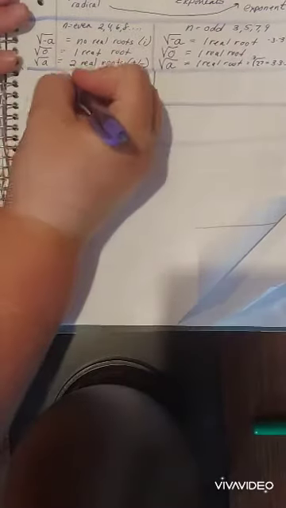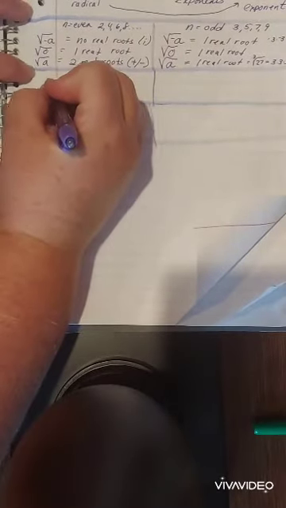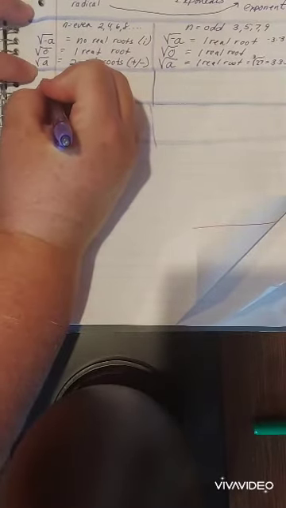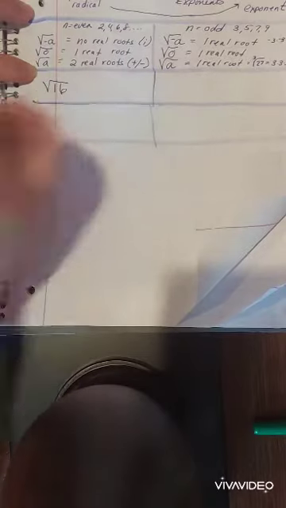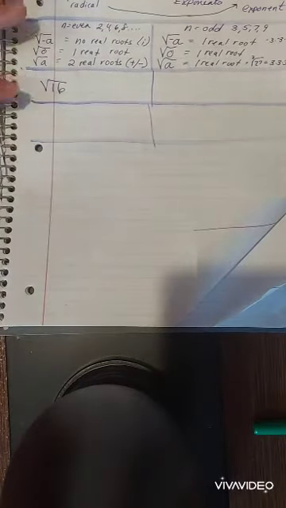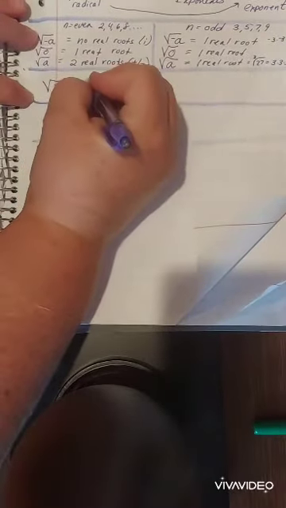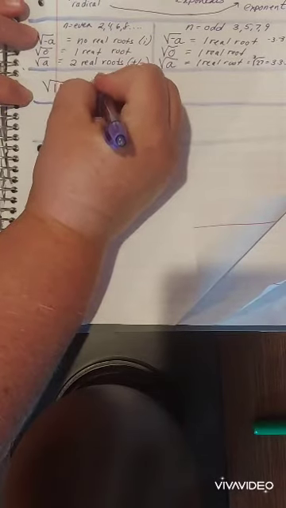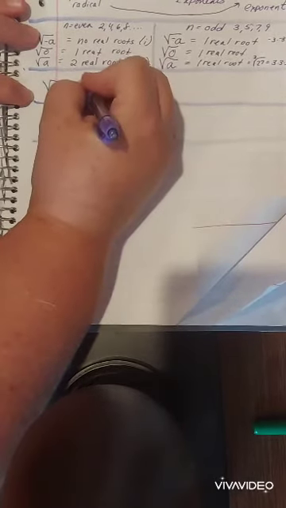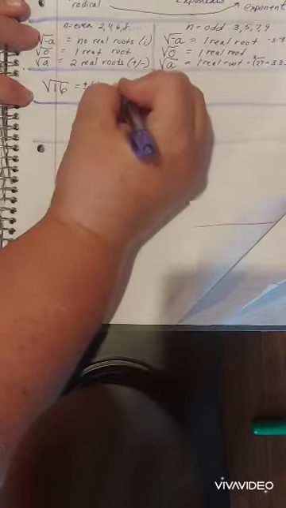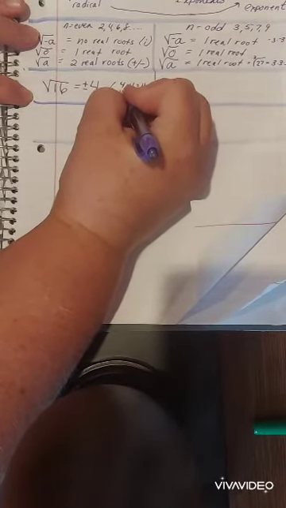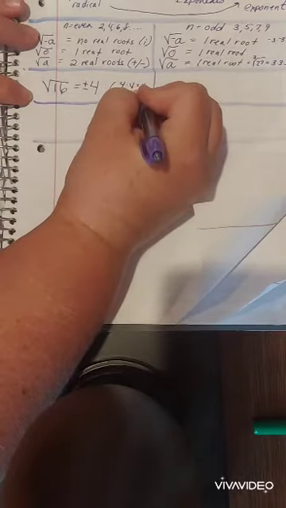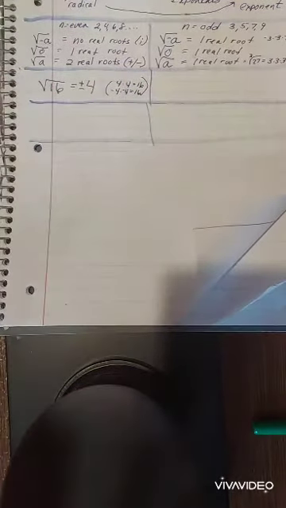So if I take the square root of 16, you're like, well, that's easy, Mrs. Bassett, that is 4. Right, but remember, that can be a plus and minus 4 because 4 times 4 is 16, but also negative 4 times negative 4 is also 16.